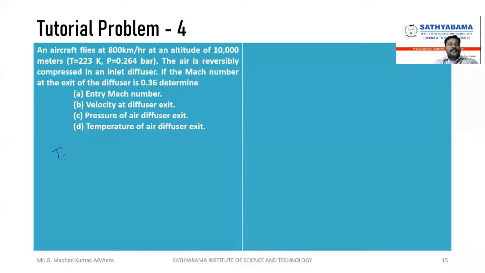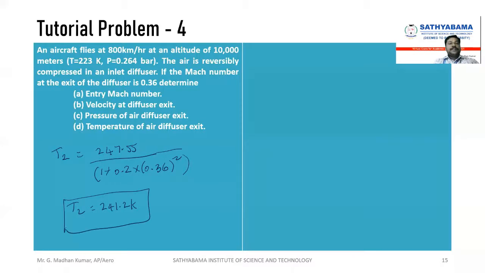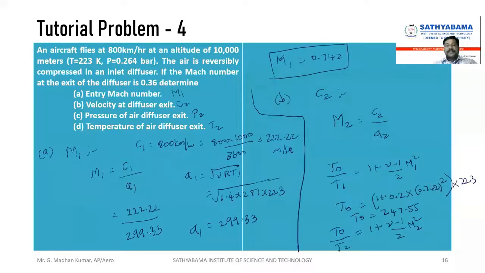So what is the value of T2 now? Yes, very good. So 247.55, T0, divided by 1 plus 0.2 into M2, which is 0.36, whole square. On evaluating this, what is the value of T2? T2 is 241.2. Right? So 241.2. After this, we could find the value of M2. So what is M2 now?